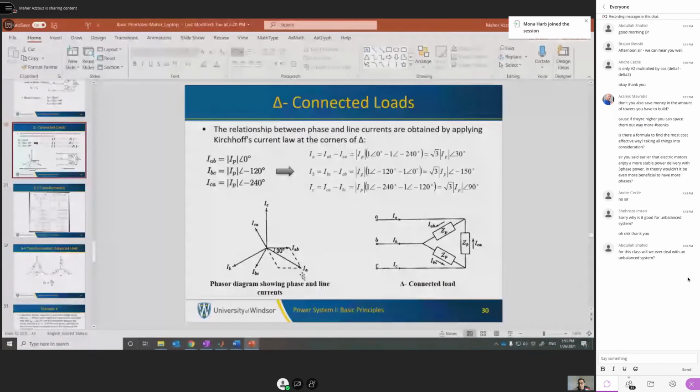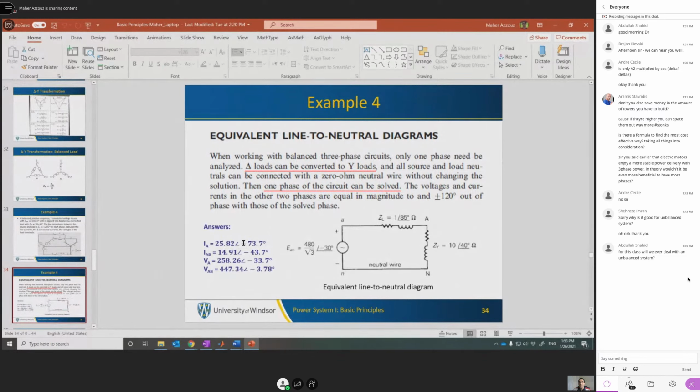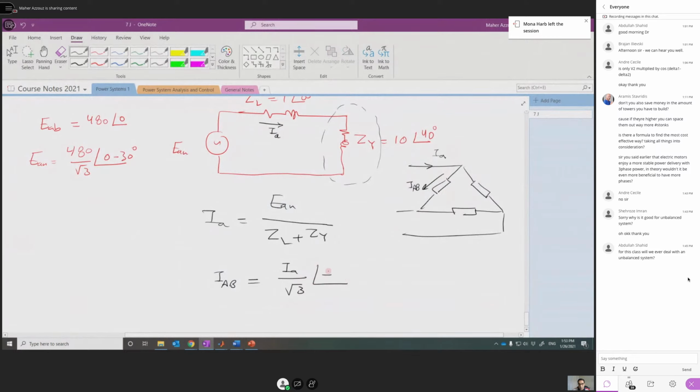Look, the phase current of the delta connected load leads the line current by 30 degrees. So it has a higher angle, and the difference is 30. So if the line current has an angle of negative 73, the phase current leads by 30 degrees, so we need to add 30 degrees to this amount. And that is why you see negative 43.7 degrees. The magnitude of this current is divided by √3 to get the magnitude of the phase current. Okay, so this is how we get the phase current.